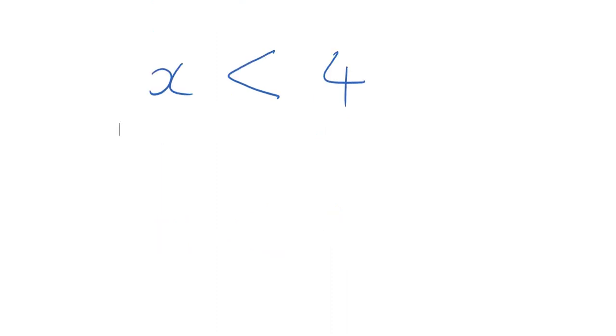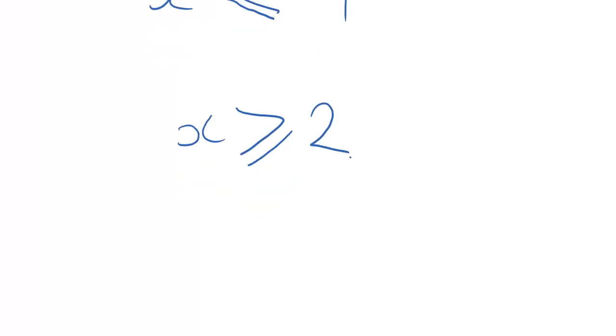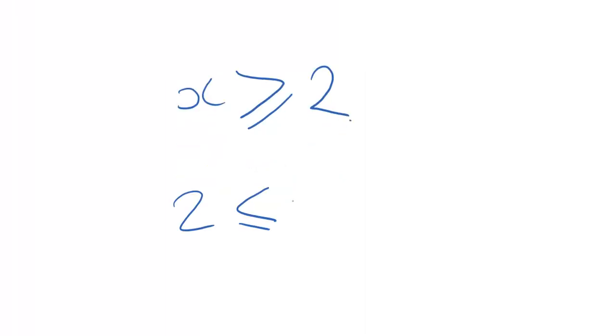Now, sometimes we can put an extra line here. And that means that x could be less than 4 or equal to 4. Okay, so less than 4 or equal to 4. If I had x greater than or equal to 2, it would look like this. If I had 2 is less than or equal to x, it would look like that. Are those statements the same? Yes, they are, because in both cases, the crocodile is going for the bigger number, that x is greater than or equal to the 2.